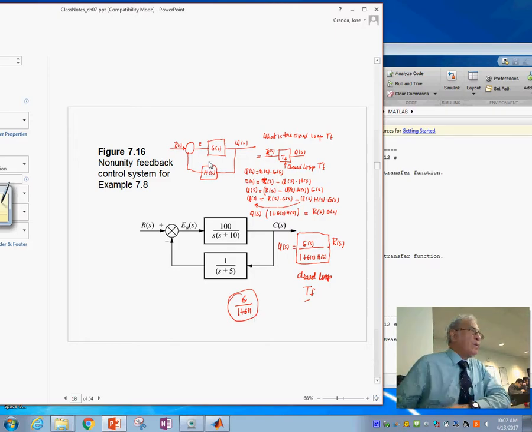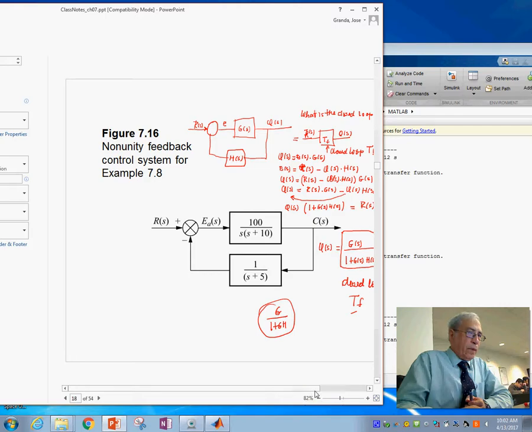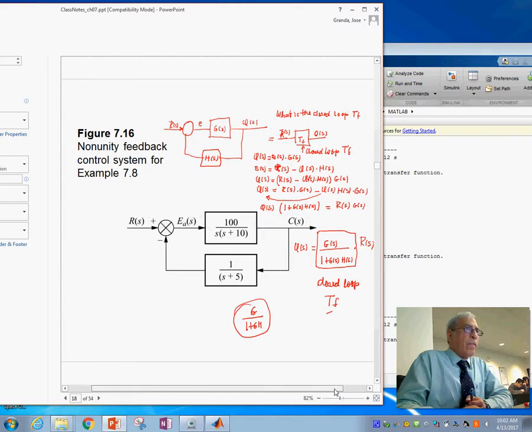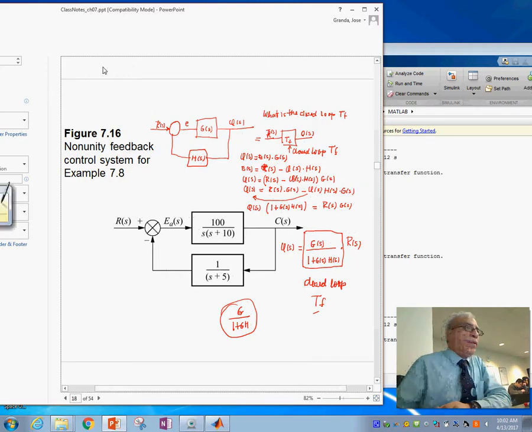Then you see the output of S is R of S minus output times H of S, times G of S. And then if we move this term to this side, we have output of S times 1 plus G of S times H of S equals R of S times G of S. From here, let's solve for the output. And this expression is my closed loop transfer function.